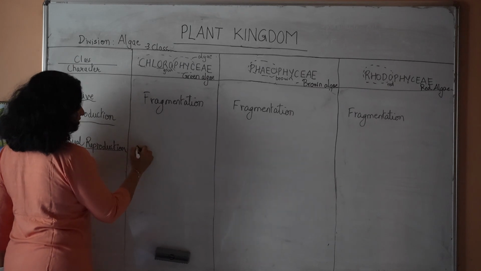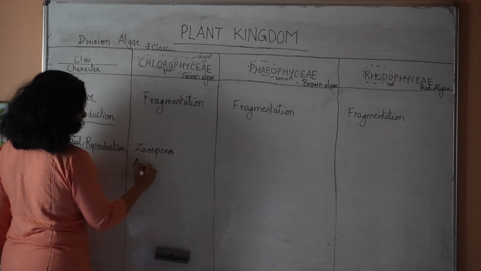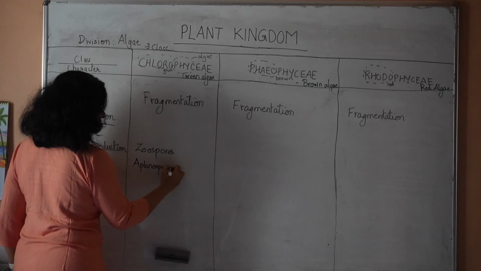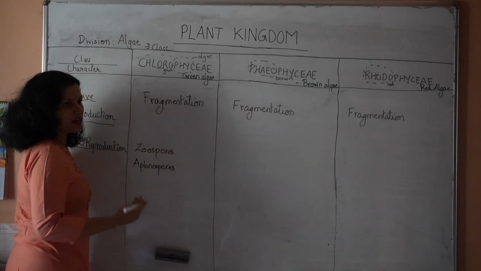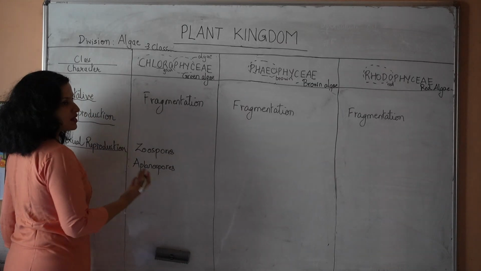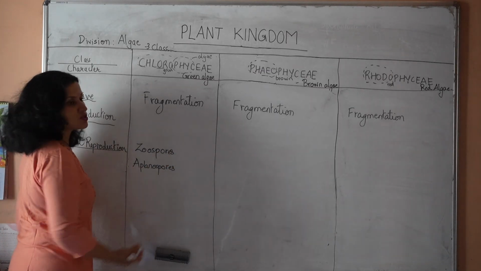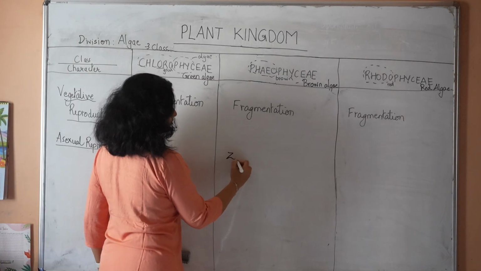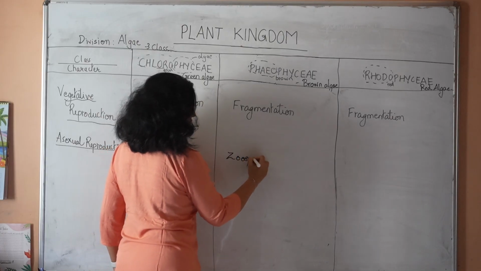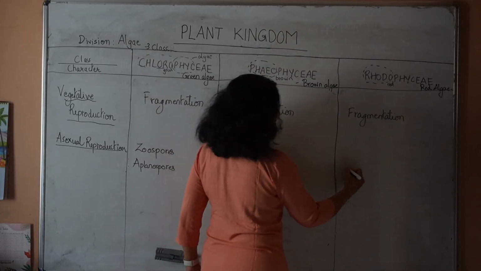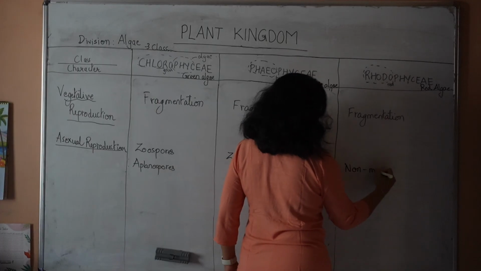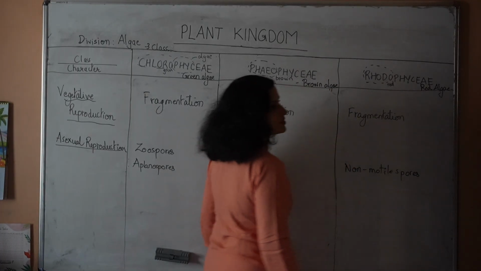In Chlorophyceae there are zoospores or planospores. We have learned these different types of spores in fungi. The same types of spores are present in algae as well. Zoospores are produced in the zoosporangium, or planospores in the sporangia. In case of Phaeophyceae it is zoospores again. And in case of red algae it is different types of non-motile spores. Motile forms are absent in red algae.